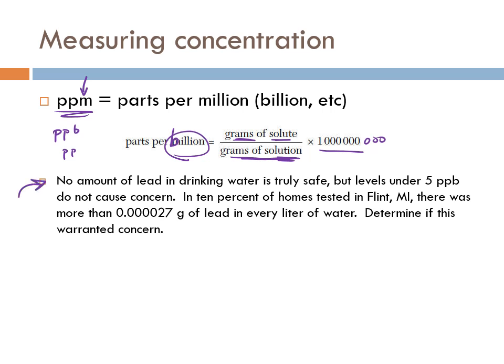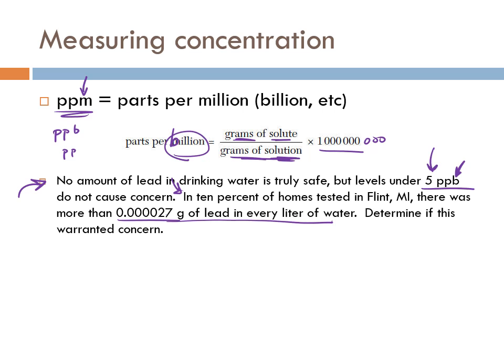No amount of lead in drinking water is actually safe, but levels under 5 parts per billion do not cause concern. We know that there is a water crisis in Flint, Michigan. In 10% of the homes tested, there was more than 0.000027 grams of lead in every liter of water. We need to figure out if this should make us worried.